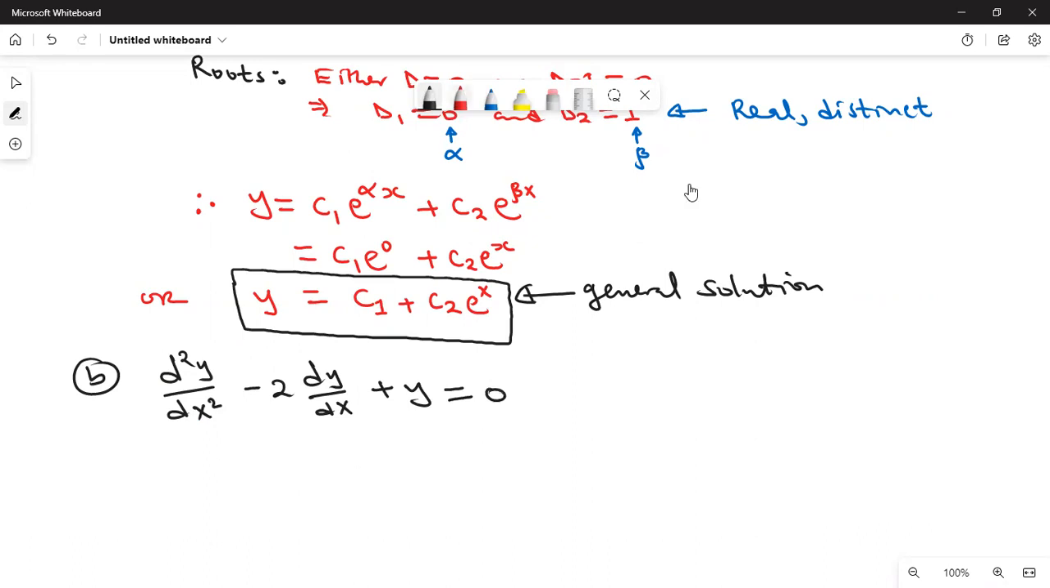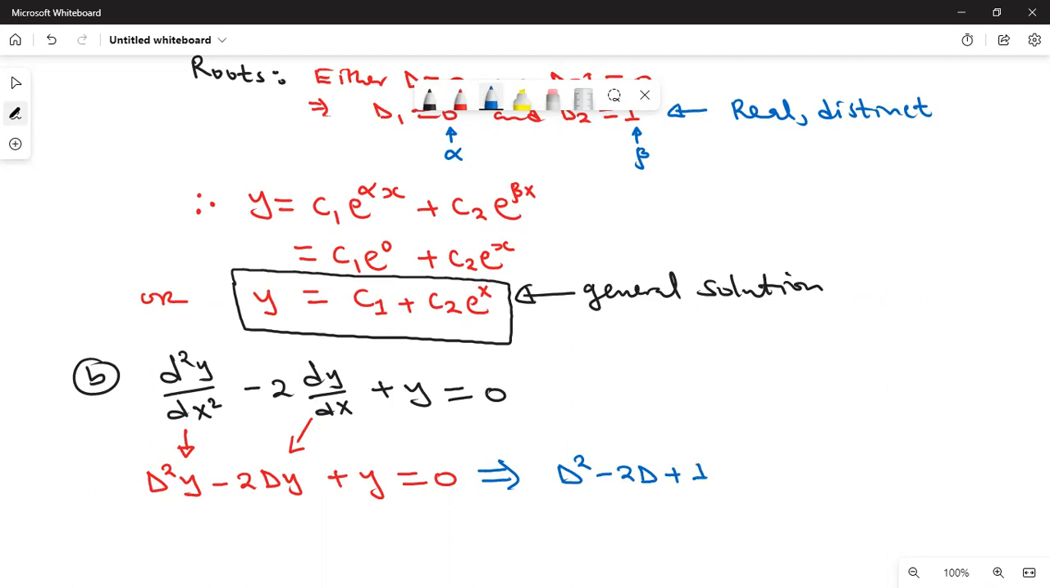So again, write this in terms of the d operator. I've shown you how to define our d operator. So in terms of the d operator, this can be written as d squared y minus 2 dy, then plus y is equal to 0. You see y is common on the left hand side, so that can be factored out so that we have d squared minus 2d plus 1 operating on y to give us 0.